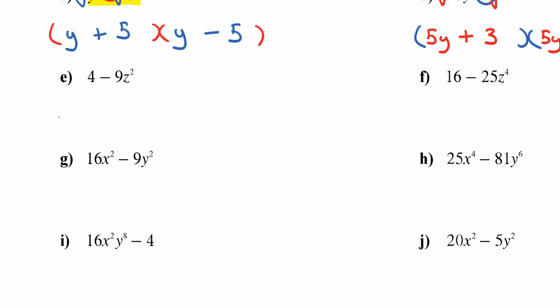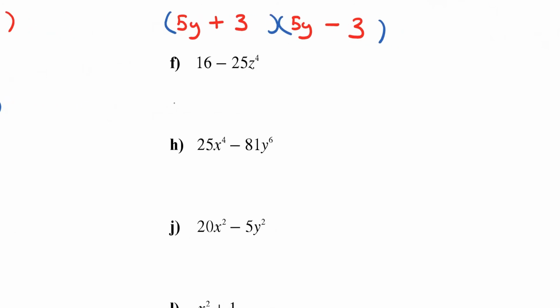Okay, for letter E, once again, we have two terms, and we have a minus sign in the middle, so let's go ahead and set up two brackets, plus sign, minus sign. Square root of 4 is 2. Square root of 9z squared is 3z. So 2 plus 3z and 2 minus 3z.